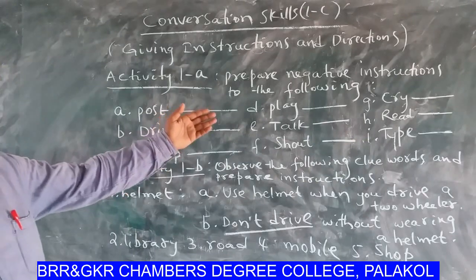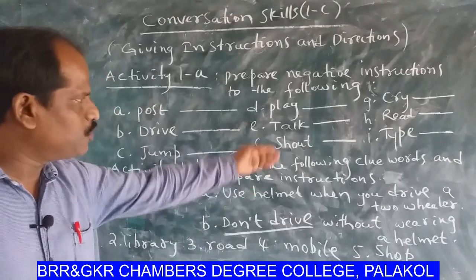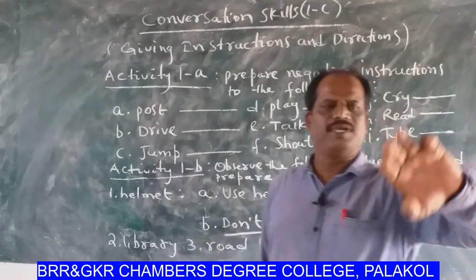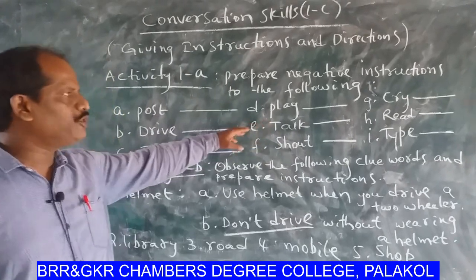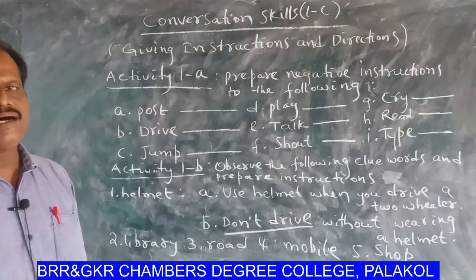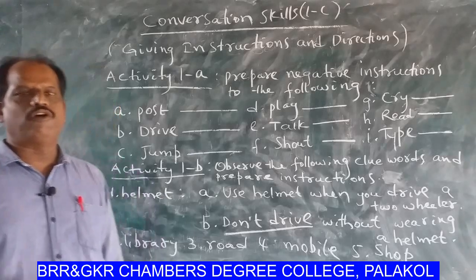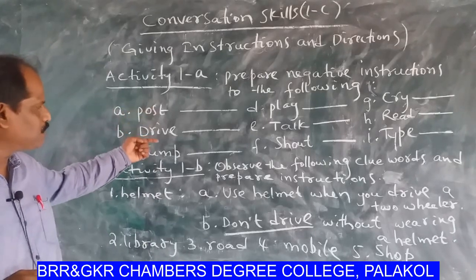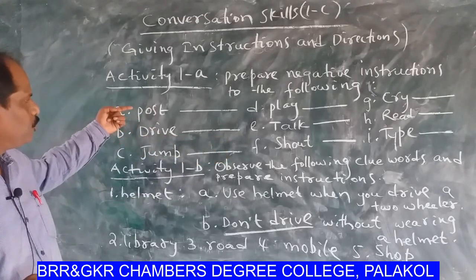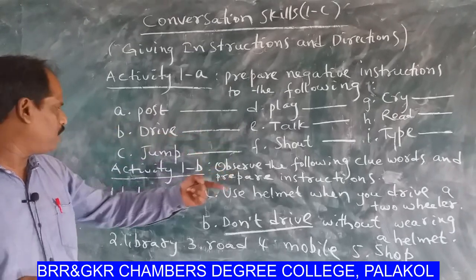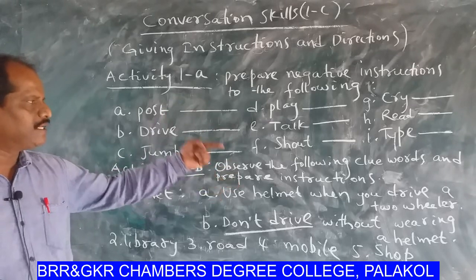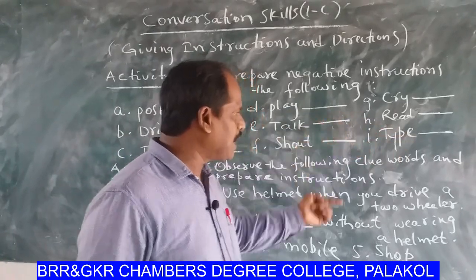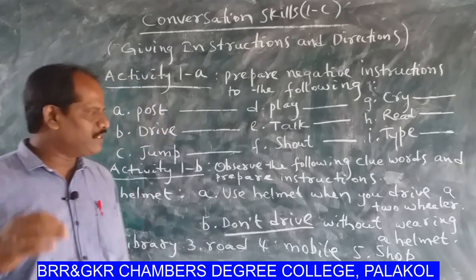In the same way, play, talk, shout, cry, read, type, these all can be positive instructions, and they can also be negative instructions. How can we make them negative? By simply adding the negative do form. Like, don't post, don't drive, don't jump, don't play, don't talk, don't shout, don't cry, don't read, don't type. So now I have practiced negative instructions.